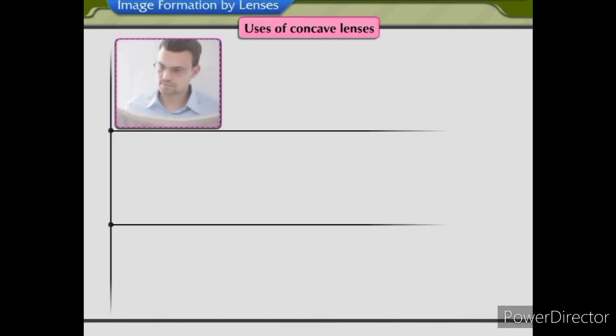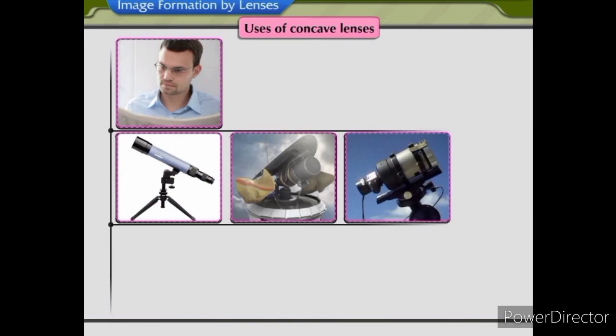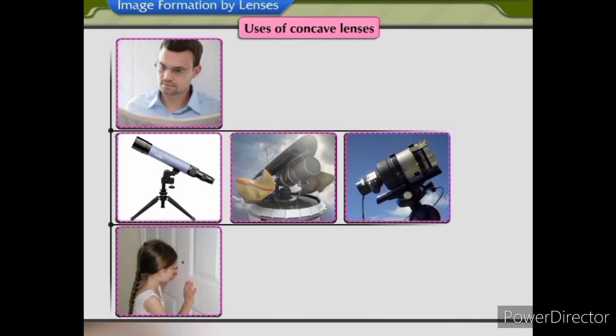Uses of concave lenses. Concave lenses are used in spectacles to correct the defect of vision. Concave lenses are used in certain types of telescopes. Concave lenses are used as a wide-angle spy hole indoors to see the image of a person standing outside the door.